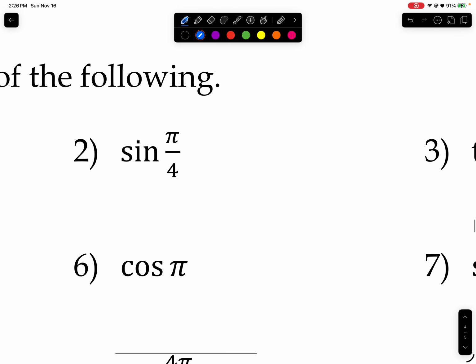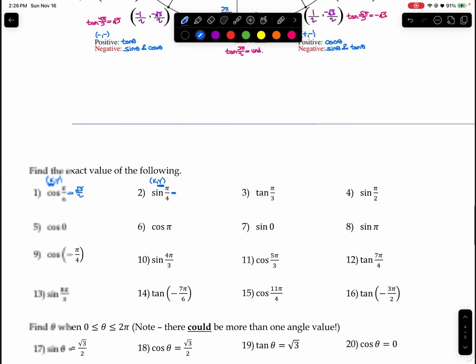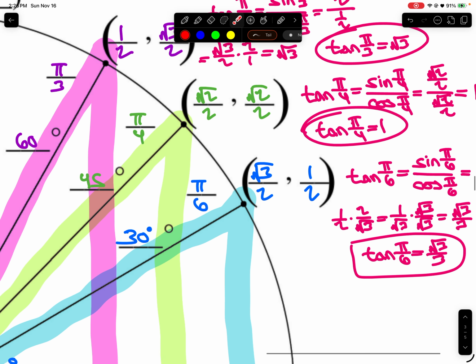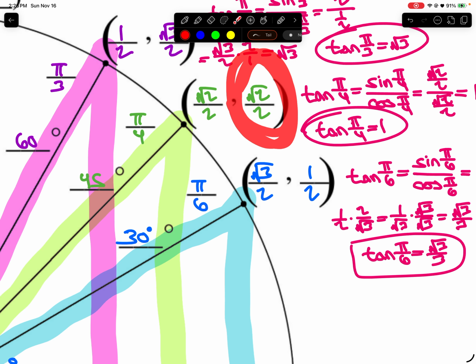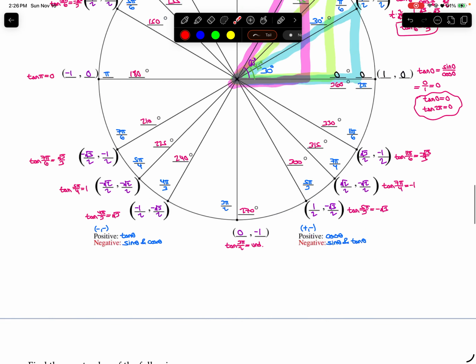Okay, and then over here, I want sine of pi over 4. Because I'm doing sine, I want the y value. So if I go to pi over 4, look at the coordinate, I want sine, which means I want the y value, which means I want root 2 over 2.